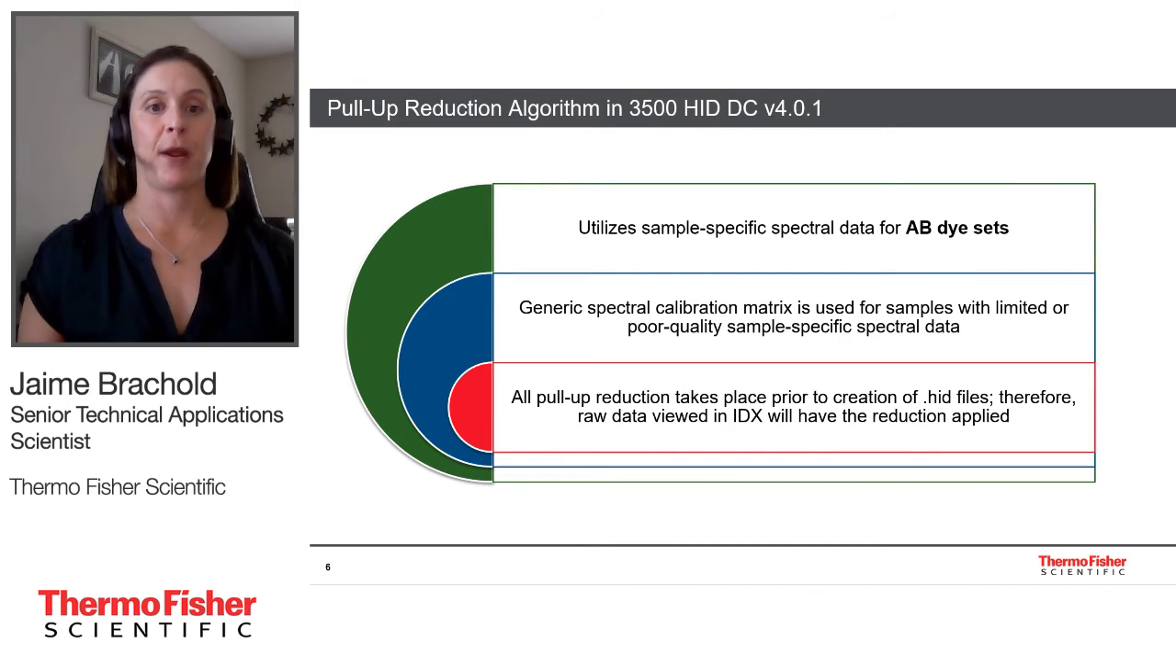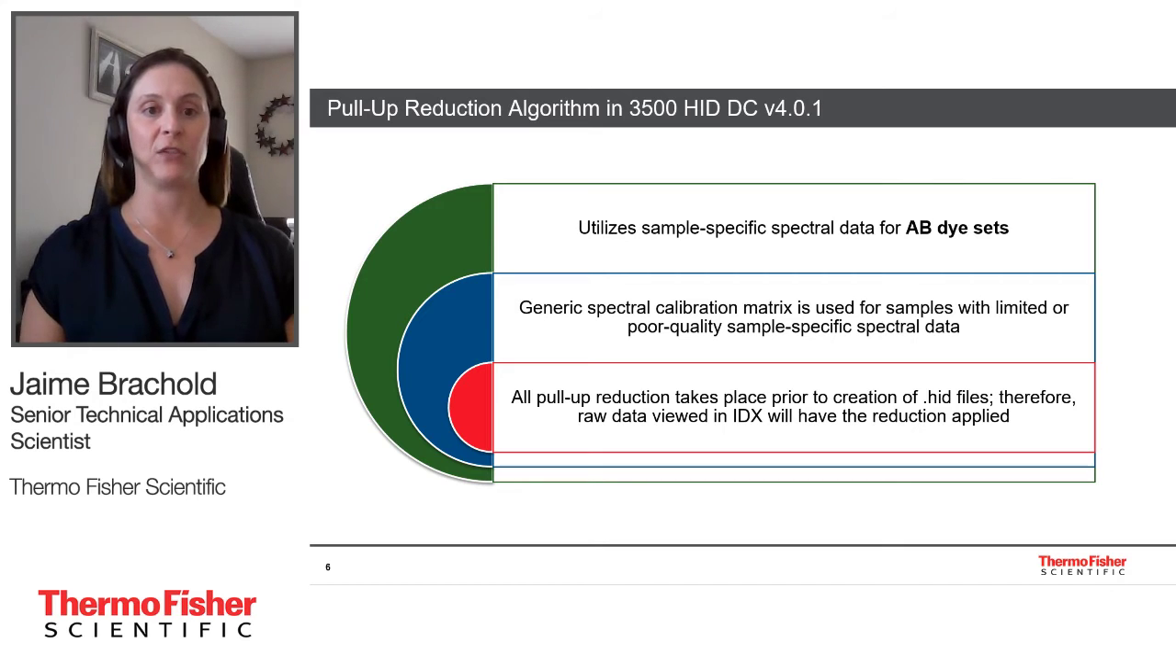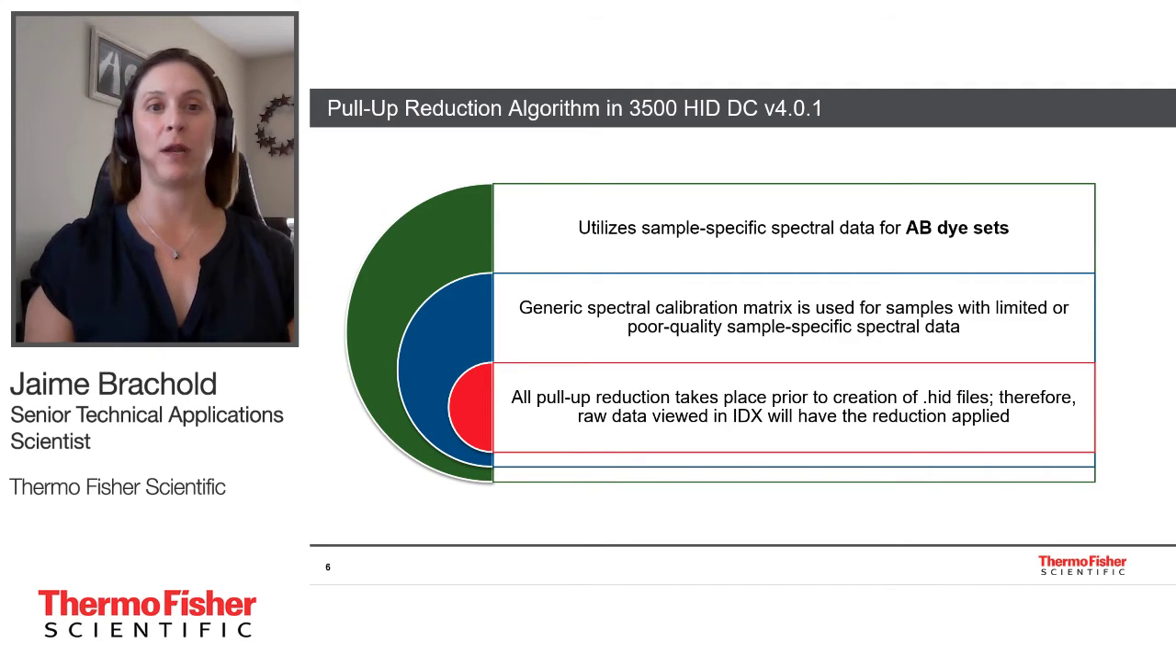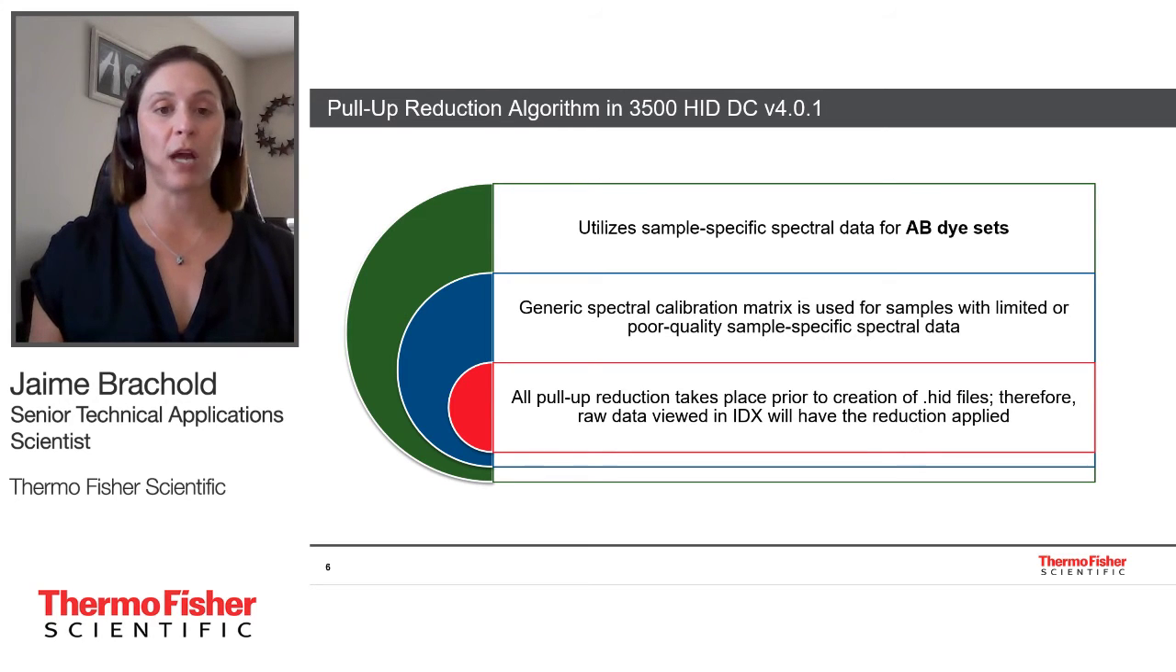All pull-up reduction happens prior to the creation of the HID files, and that includes when sample-specific data is being used. So any raw data that you see in IDX will already have the reduction applied.